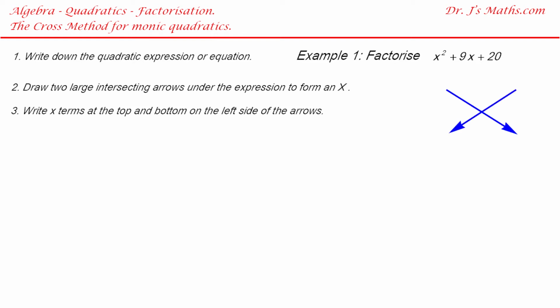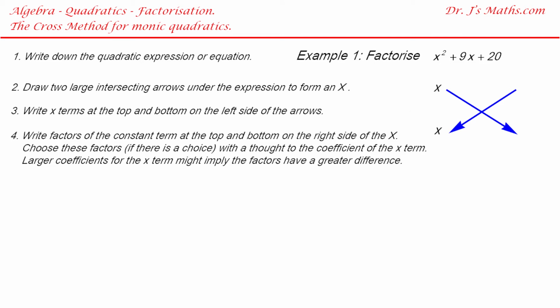Step 3, write little x terms at the top and bottom on the left hand side of the arrows, because we can multiply those two together. X times x gives us x squared, which is our first term in our expression to be factorised.